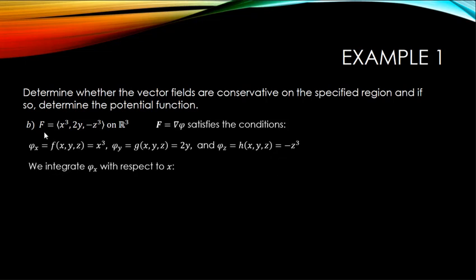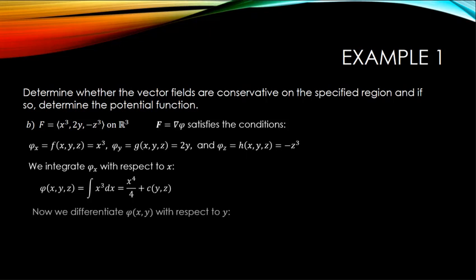I'm going to integrate the partial of phi with respect to x with respect to x. This gives me phi of xyz is equal to the integral of x cubed dx, which is equal to x to the fourth over 4 plus c of yz, which is my arbitrary constant of integration. Now we differentiate my phi of xyz with respect to y. I get the partial of phi with respect to y is equal to d by dy of x to the fourth over 4 plus c of yz.